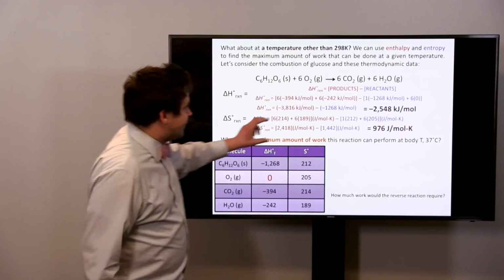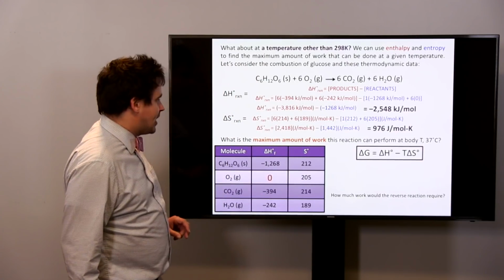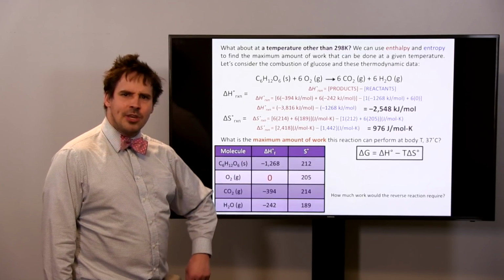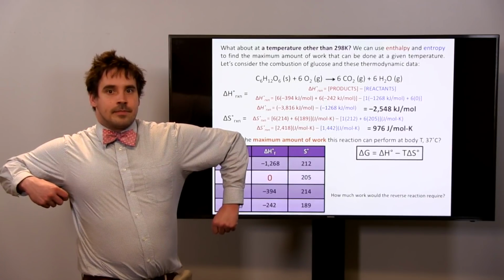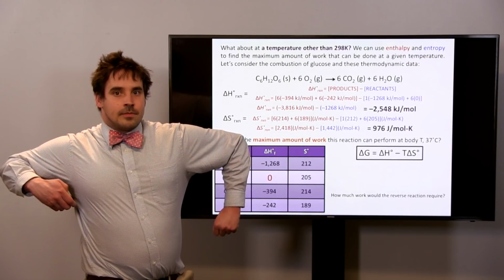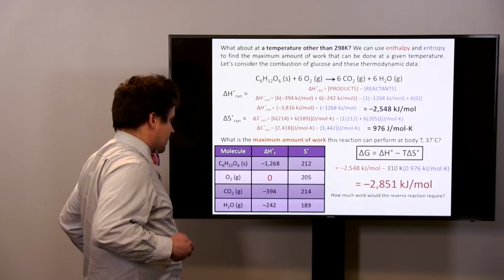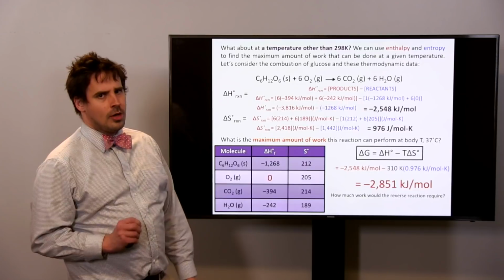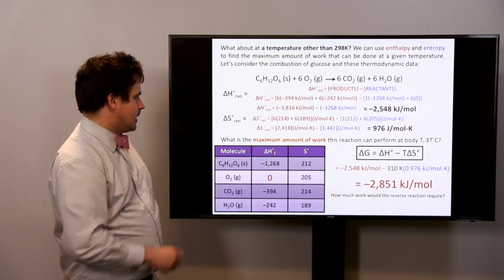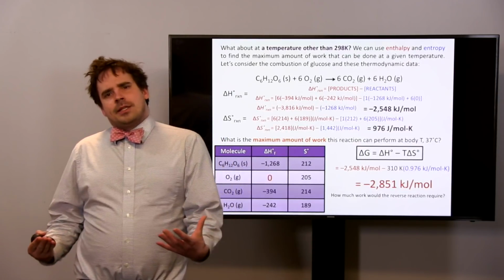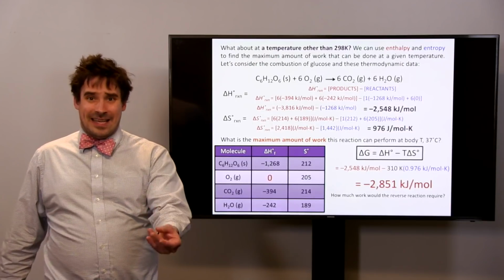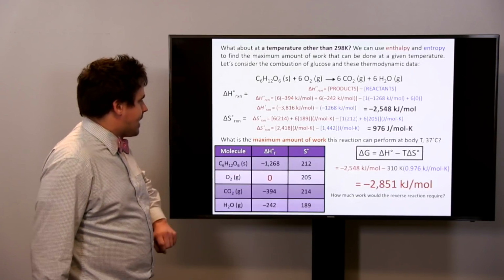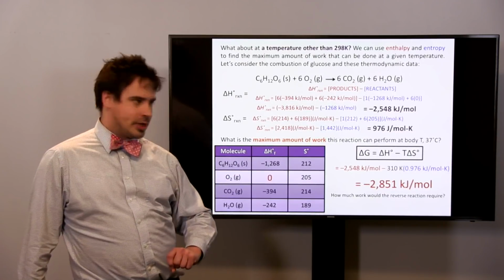Temperature is one of the variables inside of our equation. Now, all we have to do is take these values and plug them in to that equation. Delta G equals delta H minus T delta S. Give it a whirl. See what you get. If you got negative 2,851 kilojoules per mole, you are spot on. So the negative sign just means it's spontaneous, and it means that theoretically, if you were to have a 100% efficient process, good luck with that, this is the amount of energy that you could harness from the reaction.